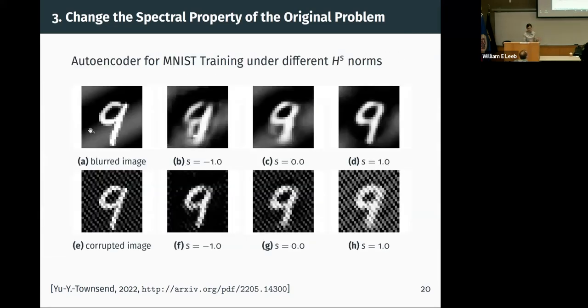This is just a simple example to show you have a blurred image, and then you can choose different s. This is an autoencoder, so it's a neural network-based model rather than the identity operator as the model. So you can see different s also make a difference. When you have low frequency, a stronger norm is better. When you have high frequency, a weaker norm is better. So it's a demonstration of a concept.